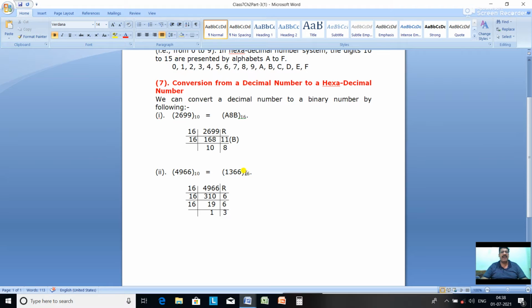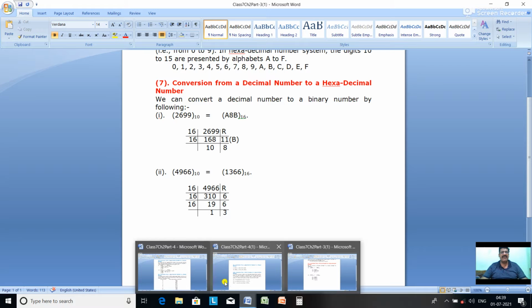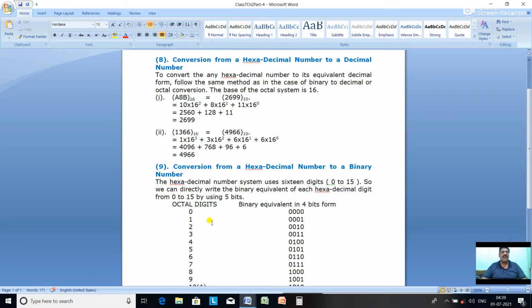Now the second one. When we converted 4966 to hexa, it came 1366. So now do the vice versa. Now you want to reconvert this 1366 into decimal. So we must get the same number. So let us see, 1366 hexadecimal into decimal. The first digit is 1. Write 1 into 16. After 1, how many digits? 3 digits. So 16 power 3.